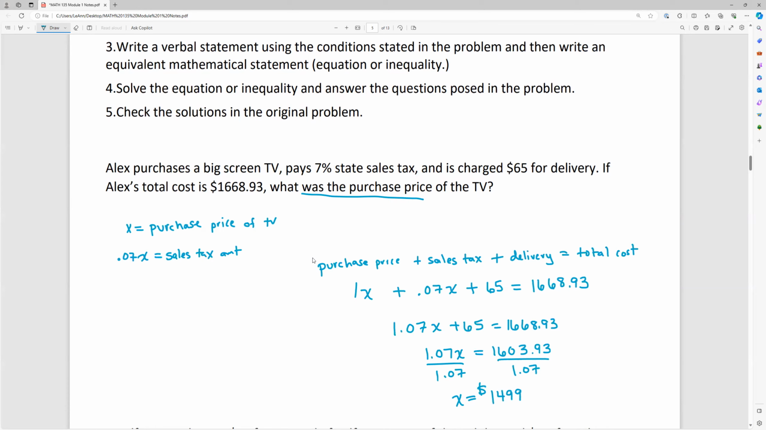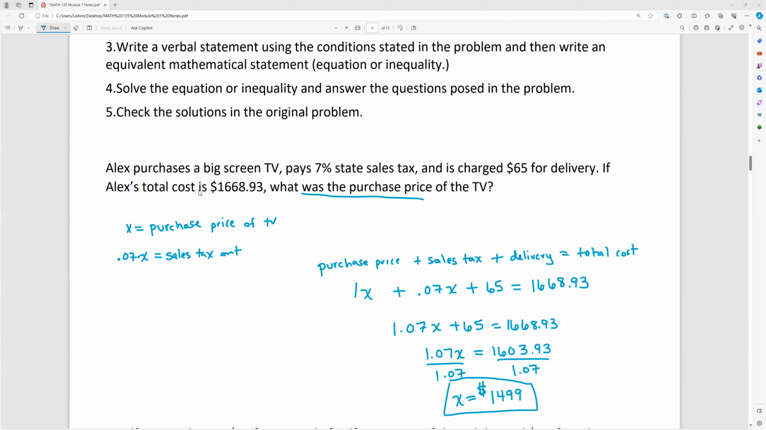So usually in a problem, we will put units on that, and that would be dollars. You make sure this makes sense in the context of the problem. So we could go back in and plug it in. If I went to a store and I had $14.99 as the purchase price, I times that 0.07. I'm doing this on a calculator off to the side. That'd be $104.93. You add that to the purchase price. That gives you $1,603.93. That's what we had right before we did our division step.